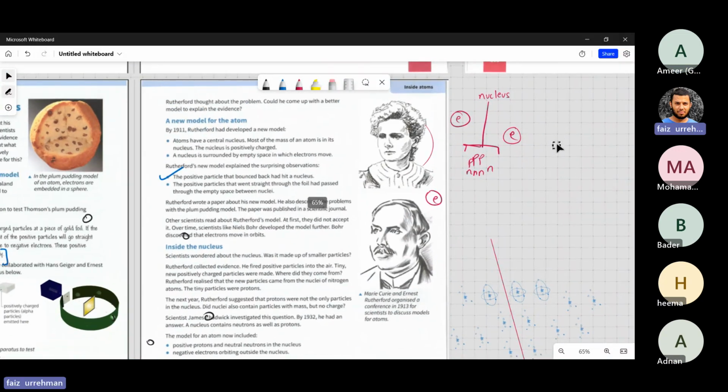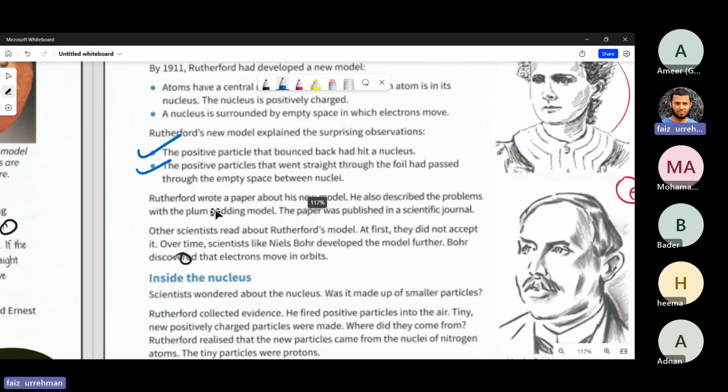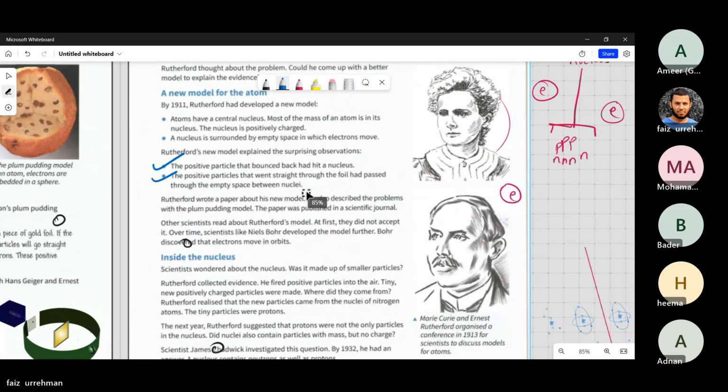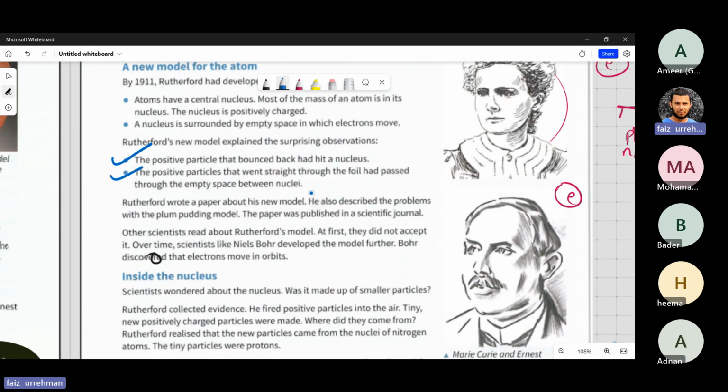Okay. Mister, I think the positive particles that went straight through the foil had passed through the empty spaces between the nuclei. Okay. The plural of nucleus is nuclei. Okay, this is the plural.